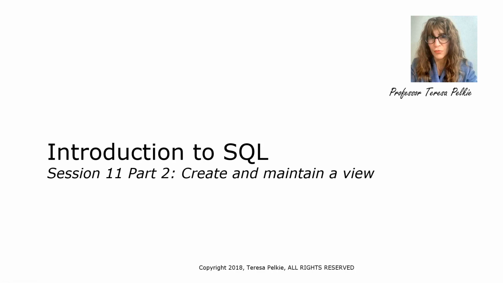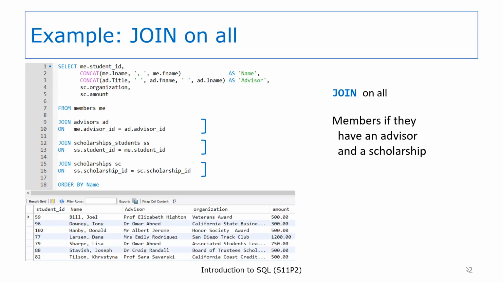This is Session 11, Part 2, Create and Maintain a View. To finish up our discussion about SQL views, we'll once again review an SQL select statement that we've seen before. We'll see how you can turn this statement into a view. This is the join in the college database that gets a list of students who have an advisor and who have been awarded a scholarship.